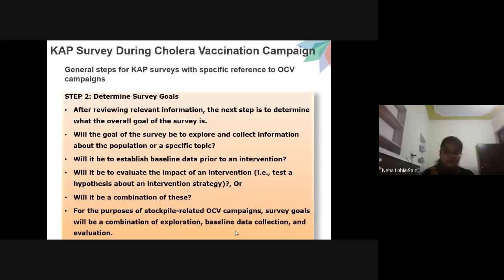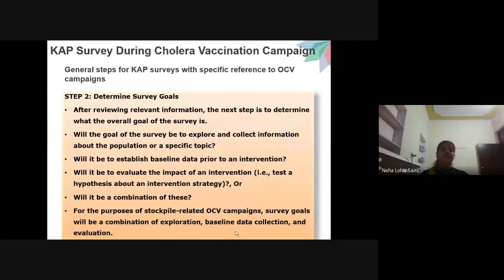For the purpose of stockpile-related OCV campaigns, survey goals will be a combination of exploration, baseline data collection, and evaluation. So in this particular campaign, we are doing a combination of all three. We will explore the information, we will do baseline data collection, and then we will check the impact also.